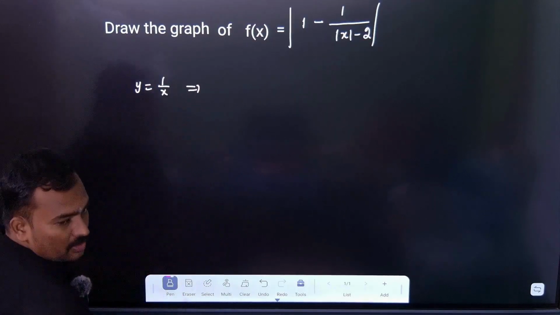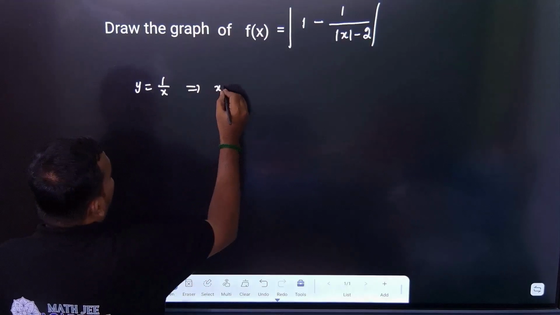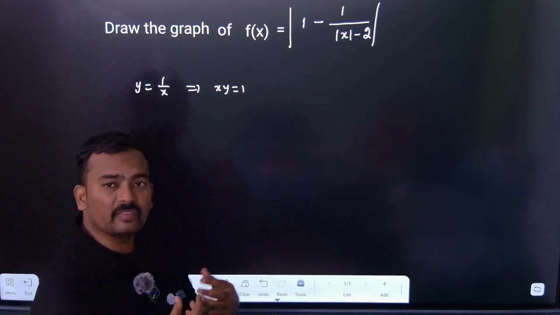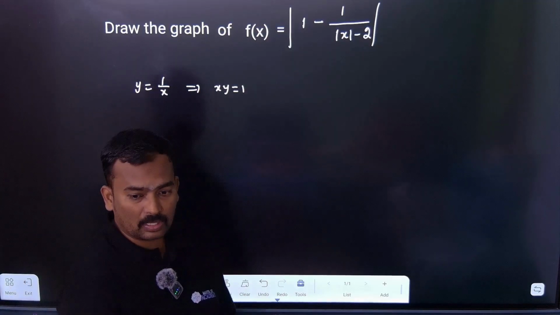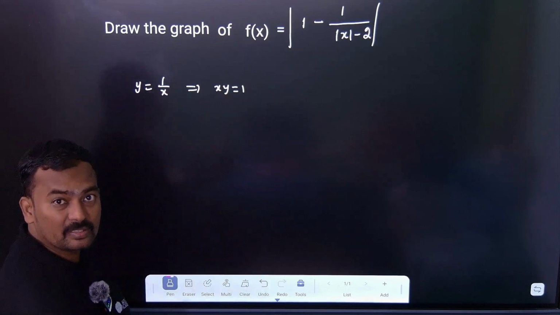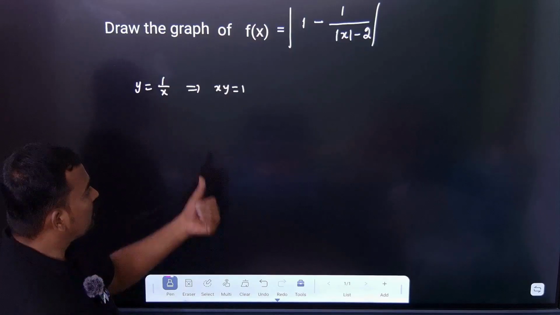So you can see it's a rational function, right? So xy is equal to 1 you can write, correct? You can see x and y may be any real number. The product of the two expressions is 1. That means both are positive or both are negative. That means it lies in the first and third quadrant.